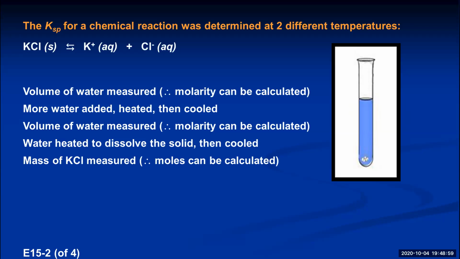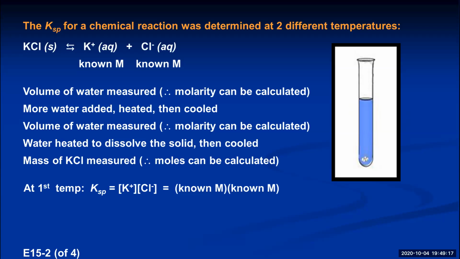So the molarity is going to be calculated for the saturated solution at this second temperature. So if we now know the molarity of the KCl, because it's a 1-to-1-to-1 ratio, that'll actually be the molarity of the potassium ions and the molarity of the chloride ions in these saturated solutions.